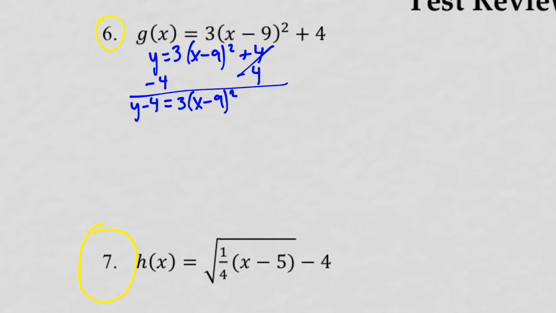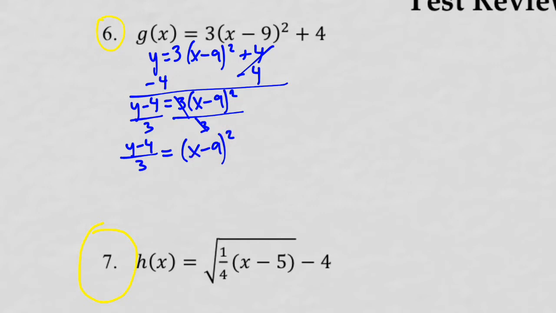The next thing to go is the 3. Do not take the square root to get rid of the square. First, get rid of that 3. So we're going to divide by 3. Divide by 3. So y minus 4 over 3 equals x minus 9 squared, because the 3 and the 3 canceled. Now that you have that, you might try to add 9 to cancel the 9, but you can't do that because it's trapped inside the parentheses. You got to get rid of the square now.